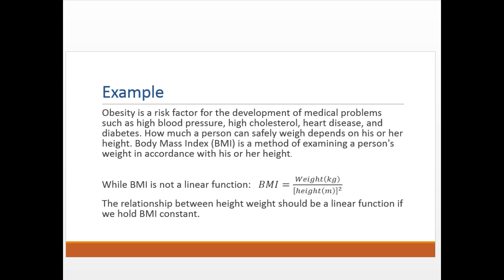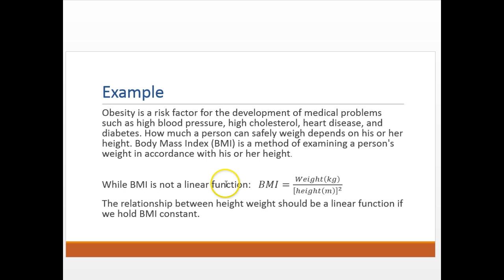Let's look at an example. Obesity is a risk factor for the development of medical problems, such as high blood pressure, high cholesterol, heart disease, and diabetes. How much a person can safely weigh depends on his or her height. This is actually a linear function. Body mass index, BMI, is a method of examining a person's weight in accordance with his or her height.